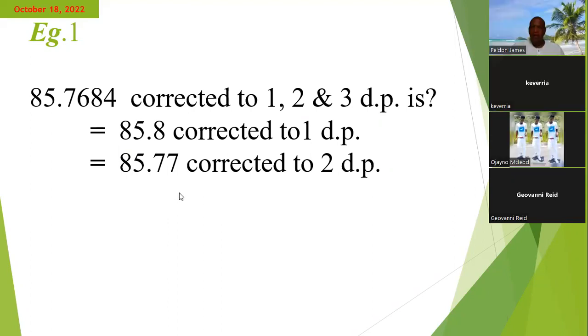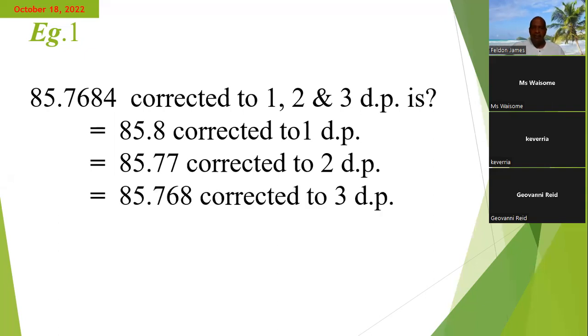Now, I hope everybody is understanding why these answers are correct, because we are following the same rounding off principle with the steps that we learned earlier. Three decimal places, Ms. Raysom, give me three decimal places. 85.768, sir. 85.768. Correct. All right, so everybody should be comfortable rounding off in decimal places now.